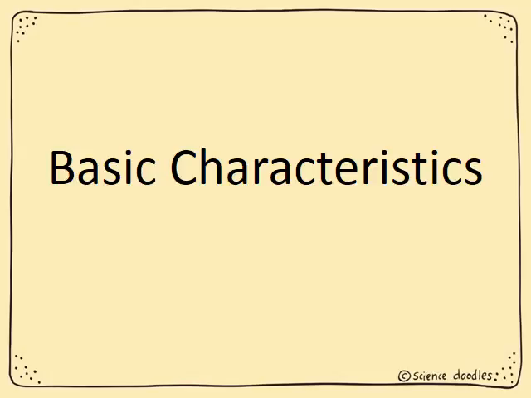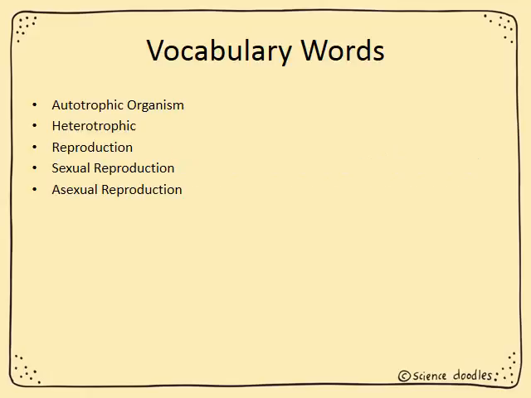Okay, so today's video is about the basic characteristics of organisms. So we're going to look at a couple of different things about living things. Our 5 vocabulary words we're going to learn today are autotrophic organism, heterotrophic, reproduction, sexual reproduction, and asexual reproduction.